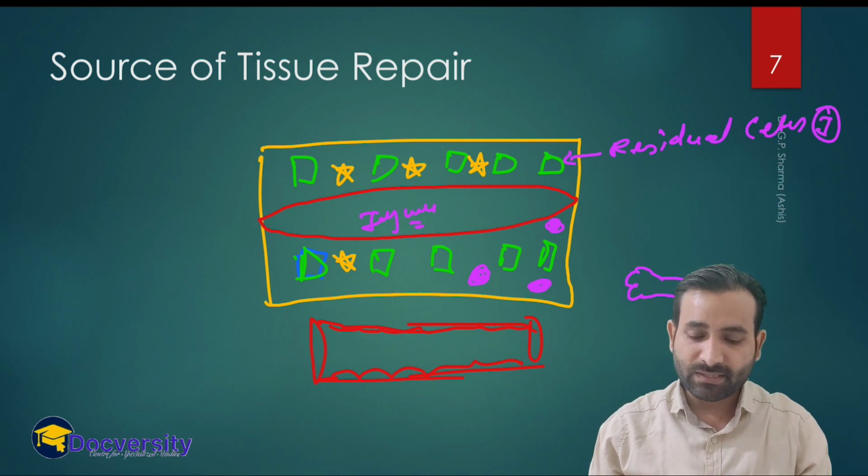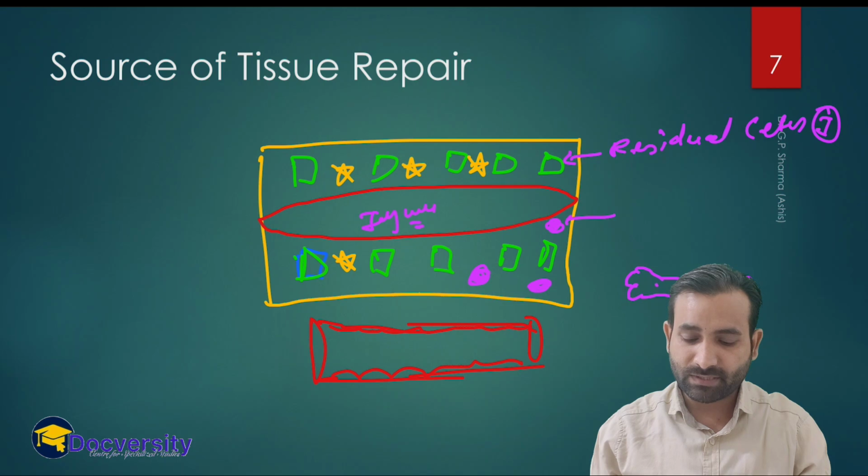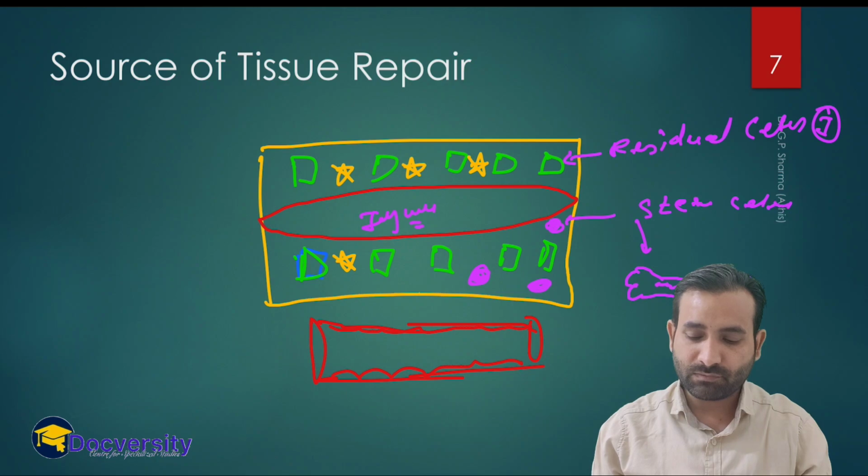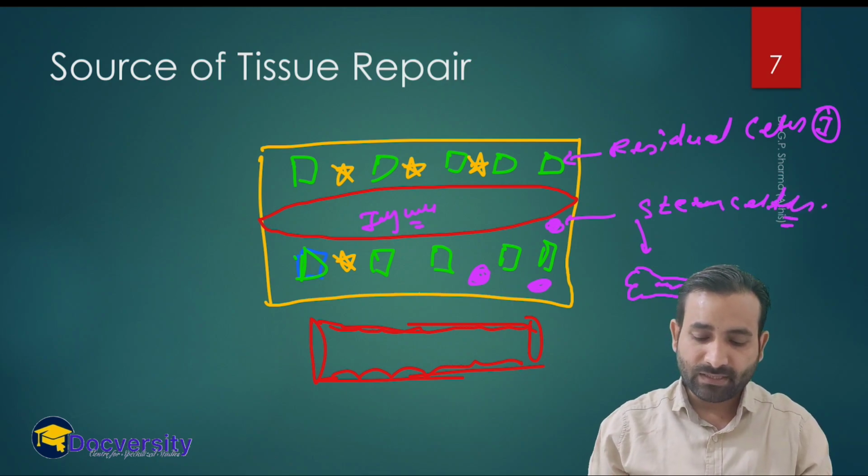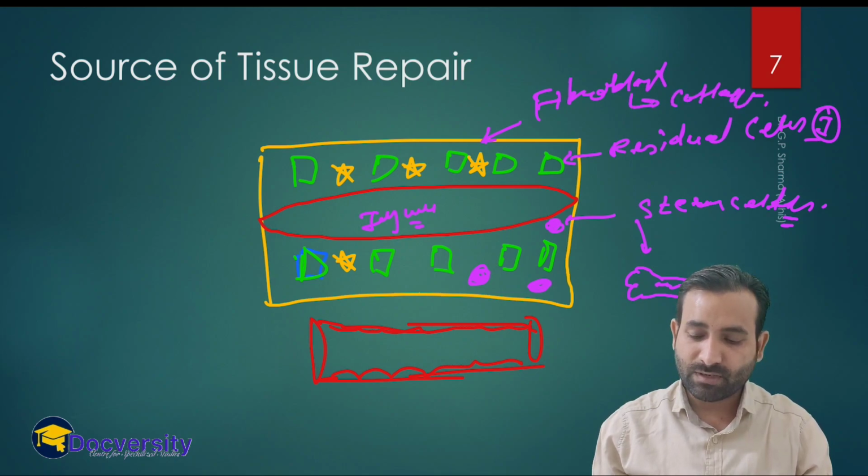At the same time, we do have the stem cells here and there, right? These stem cells begin to proliferate. At the same time, we do have the fibroblasts. These fibroblasts begin to secrete collagen. So this is number 1, this is number 2, and here we have number 3 source.